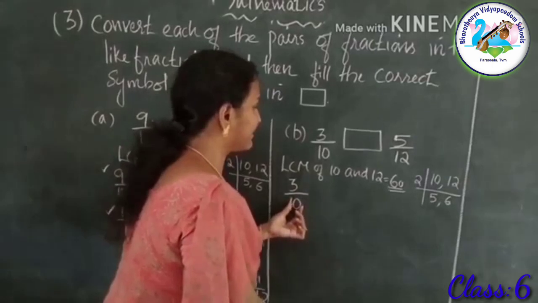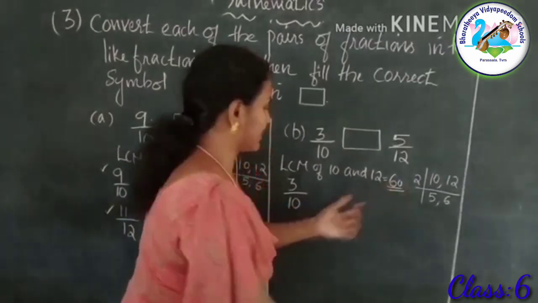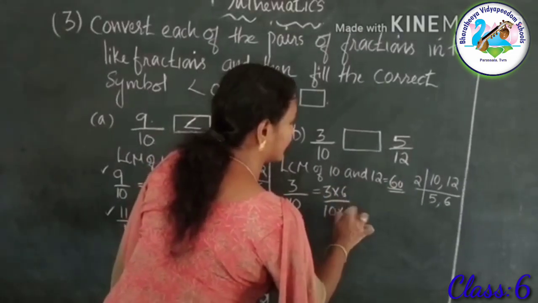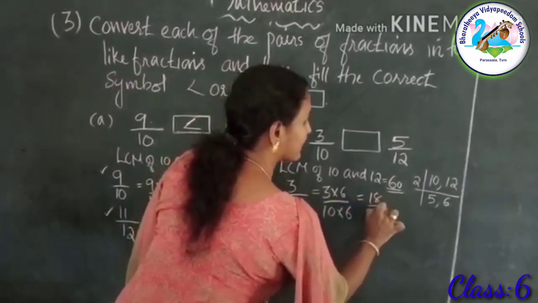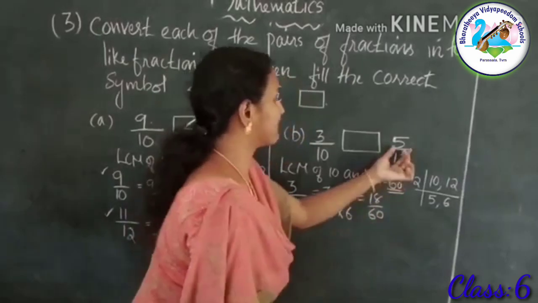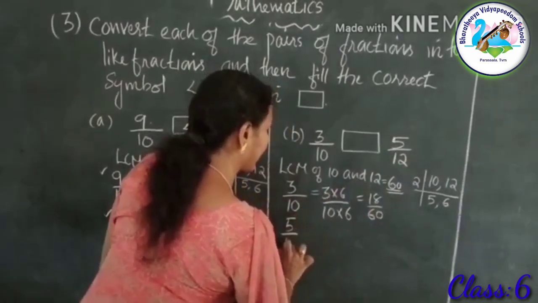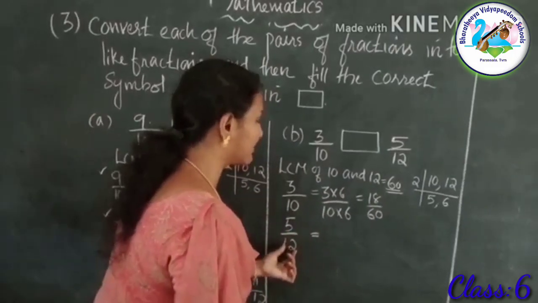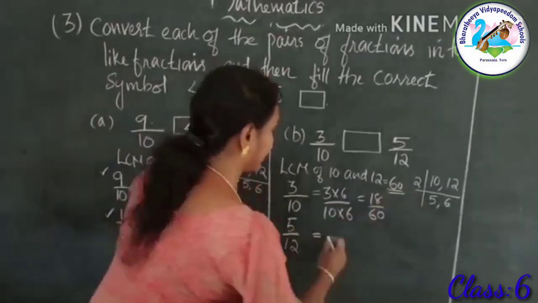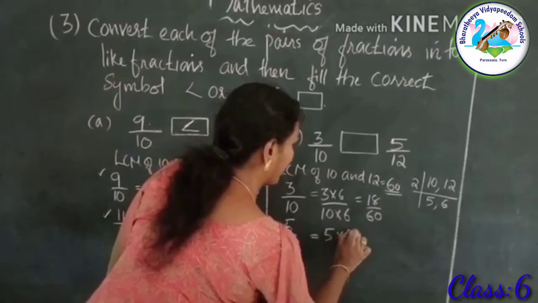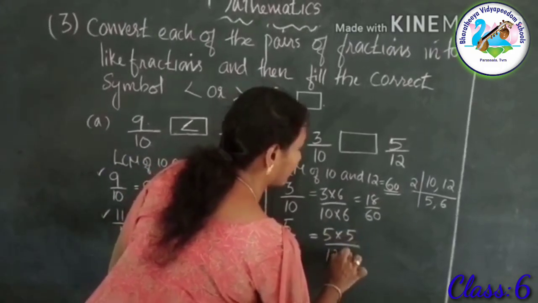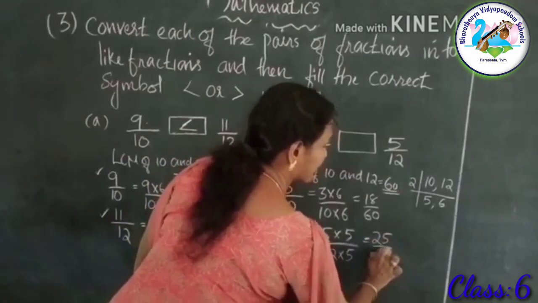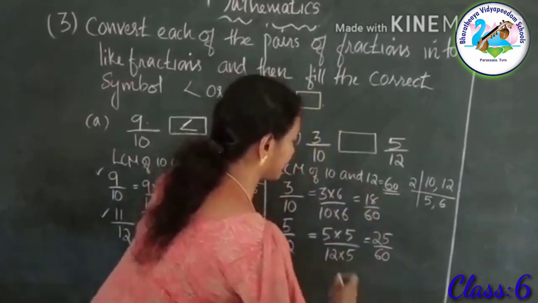The first fraction, 3 by 10. Multiply 10 with 6, we get 60. So 3 into 6 divided by 10 into 6 is 18 by 60. Second fraction, 5 by 12. Multiply 12 with 5, we get 60. So 5 into 5 divided by 12 into 5 is 25 by 60. We compare these two fractions.